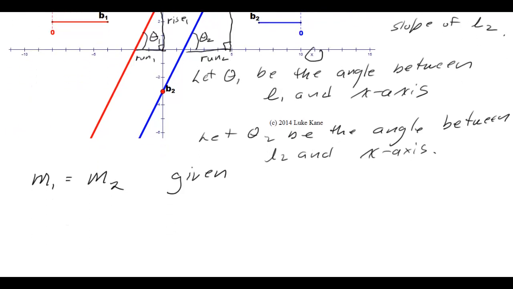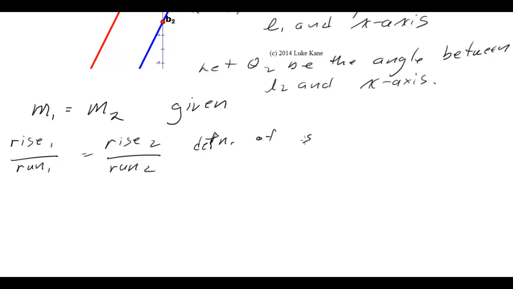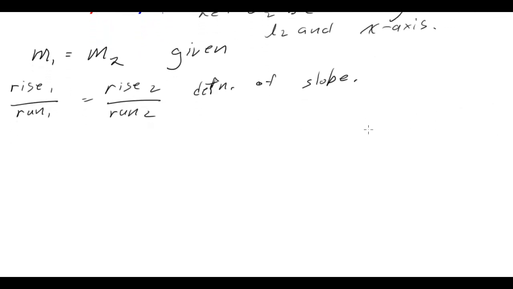All right. So we can now substitute that into this. So we now have rise 1 over run 1 equals rise 2 over run 2. And why is that true? That's true by the definition. Oops. Definition of slope. All right, now we got to do another definition. And this definition is going to be the definition of tangent.